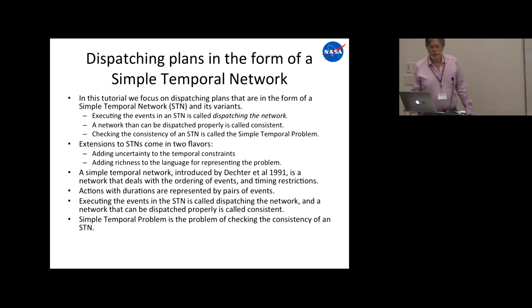I want to now turn to looking at a specific representation of plans. So we're not going to talk at all about generating plans. We're going to assume that the plans already have been generated, and we're going to talk about how to dispatch them, how to execute them. So in this tutorial, we're focusing on dispatching plans that are in the form of a simple temporal network, or an STN, and its variants. So just terminology, executing events in an STN is called dispatching the network. A network that can be dispatched properly is called consistent. And checking the consistency of an STN is called the simple temporal problem. The simple temporal problem is the problem of determining the consistency of an STN.